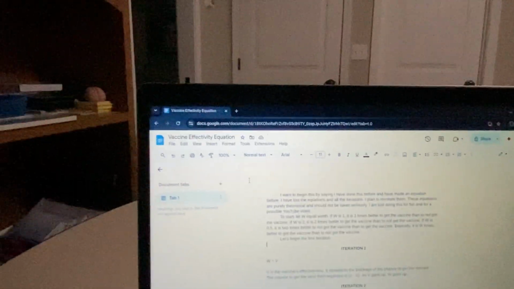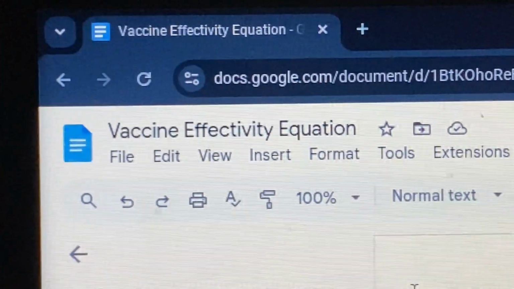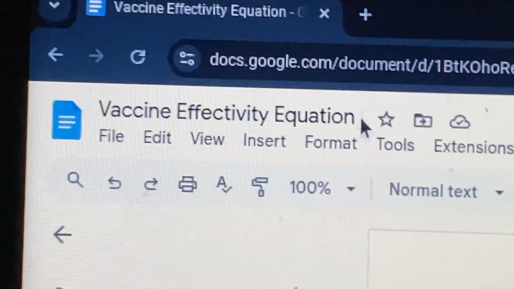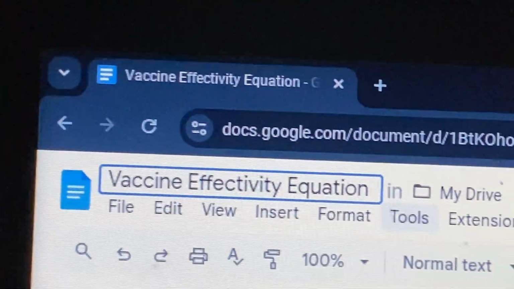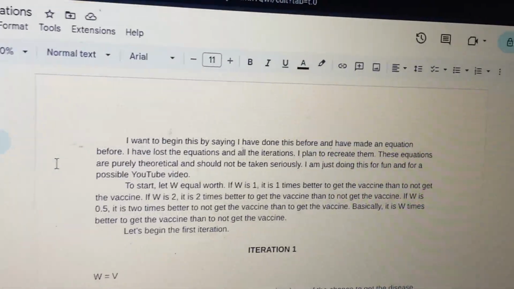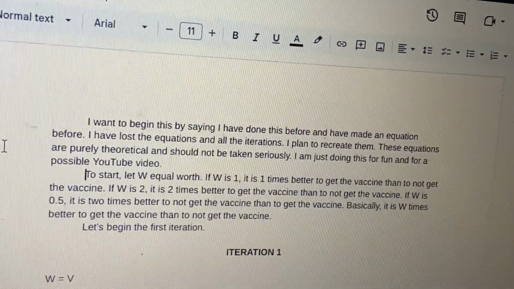Today, I want to introduce you to my little project that I've been working on. Vaccine effectivity. Let's change the title. Equations. There we go. So, not too much text, but let's read this.